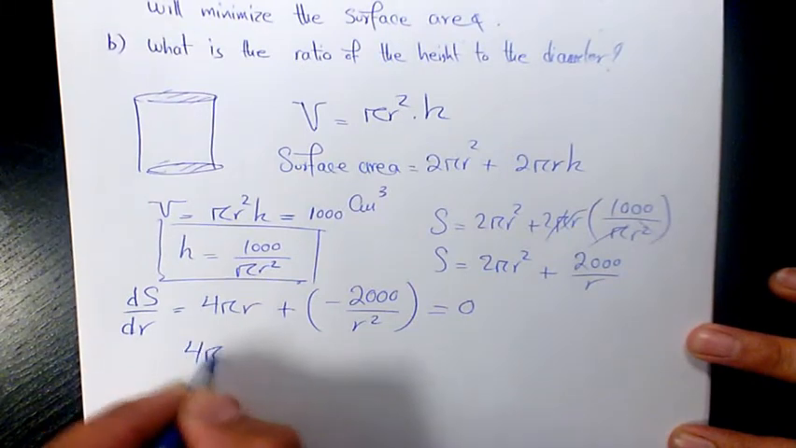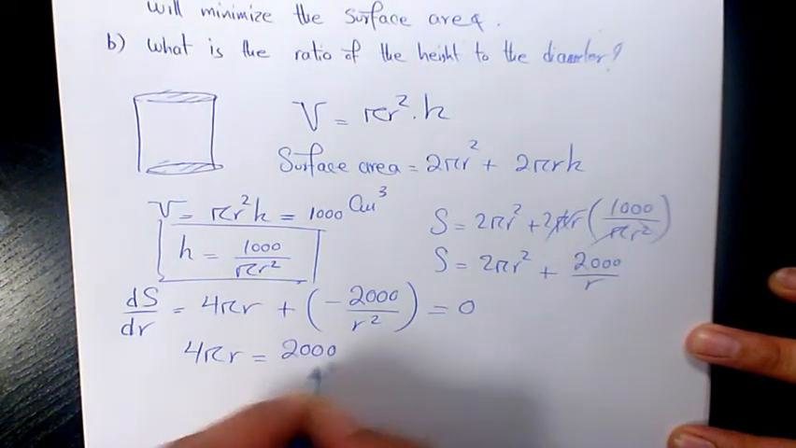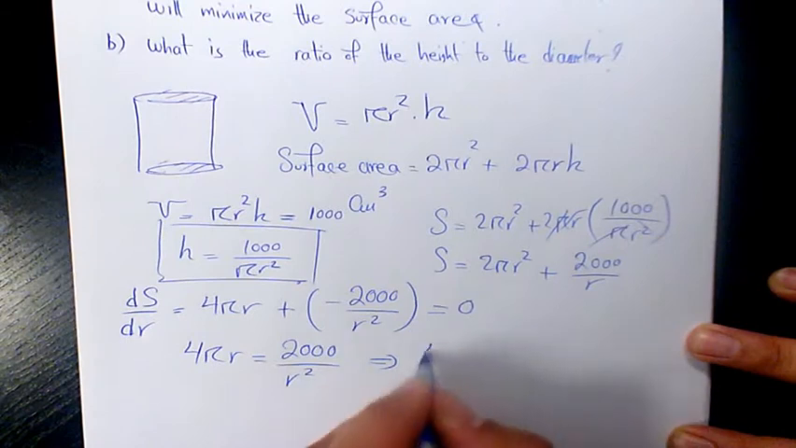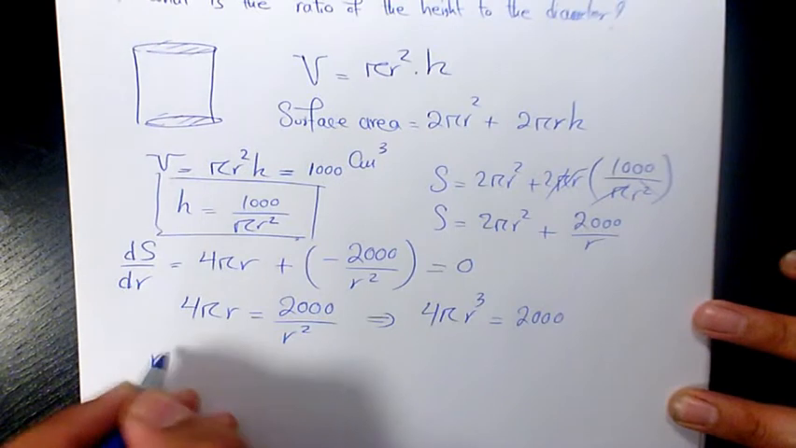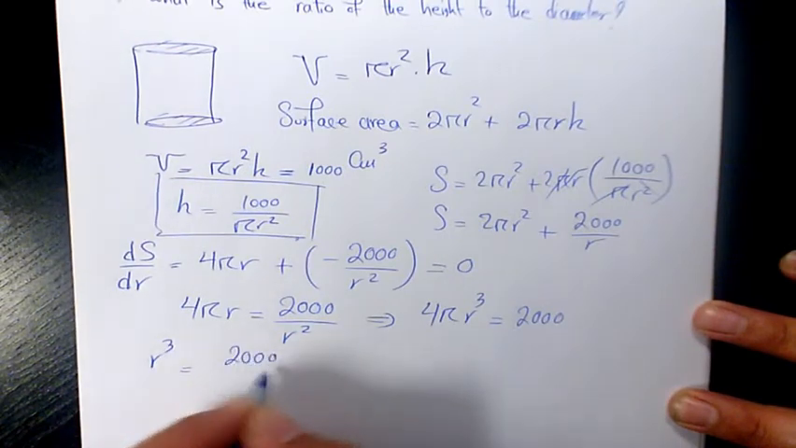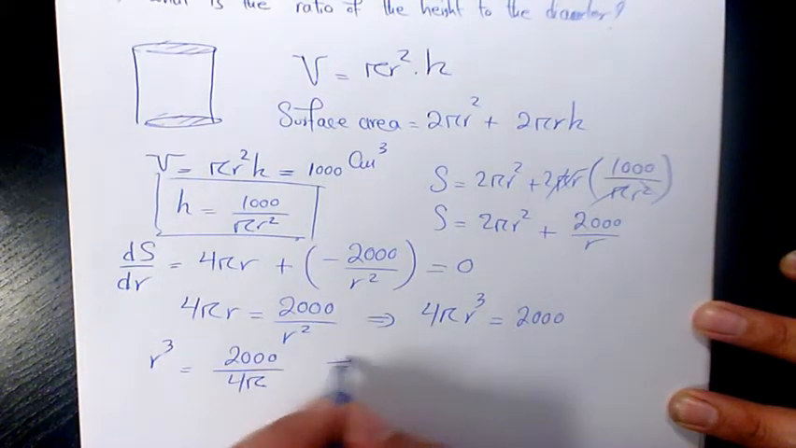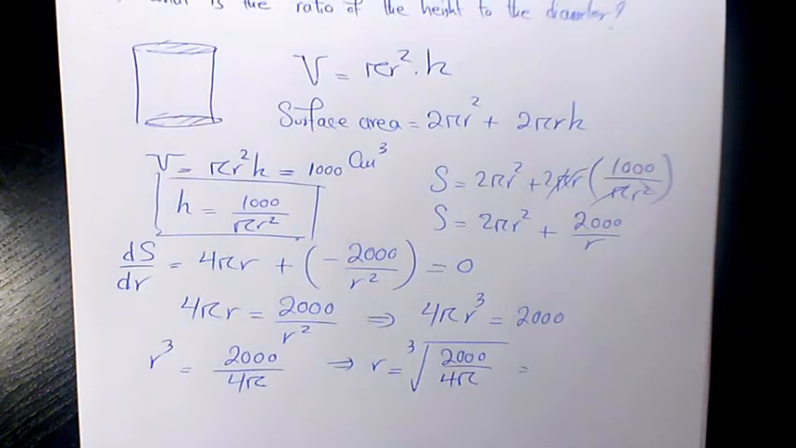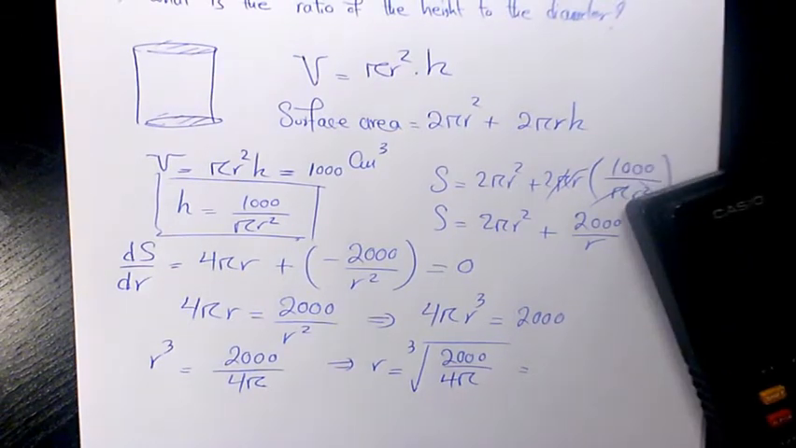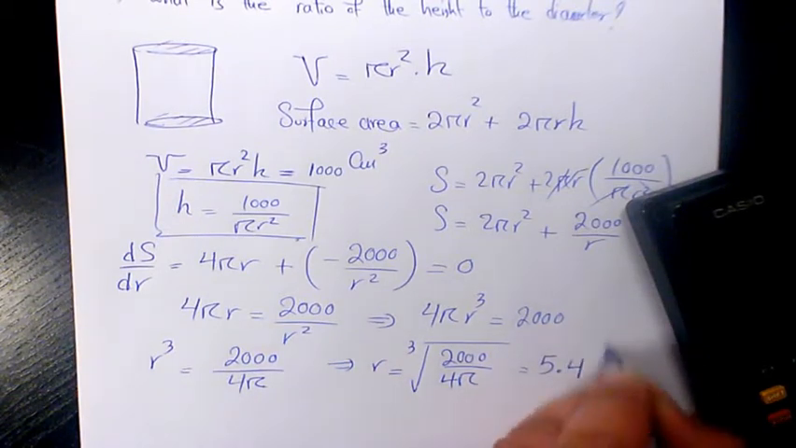Then we can say 4 pi r equals 2000 over r squared, so 4 pi r cubed equals 2000. So r cubed is going to be 2000 divided by 4 pi. So r will be the cube root of 2000 over 4 pi, which will be around 5.4 centimeters.